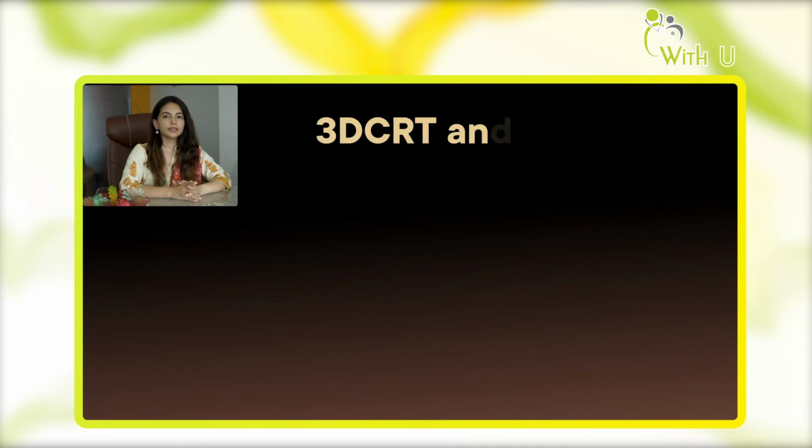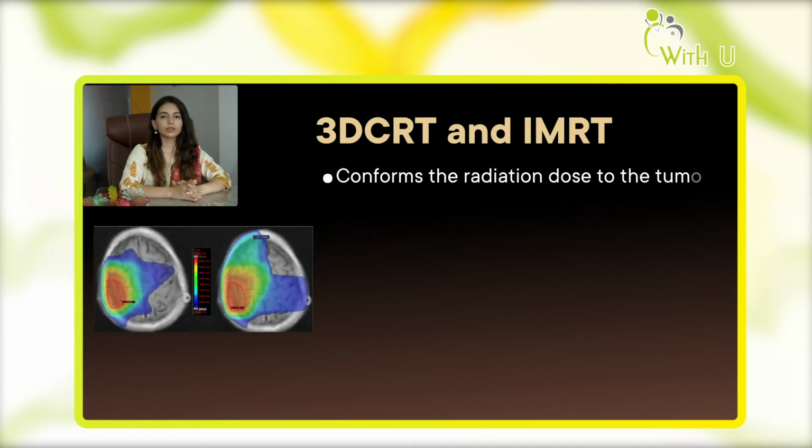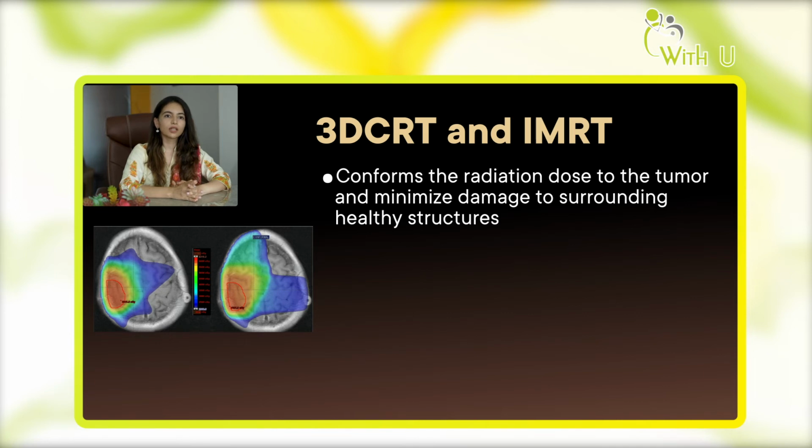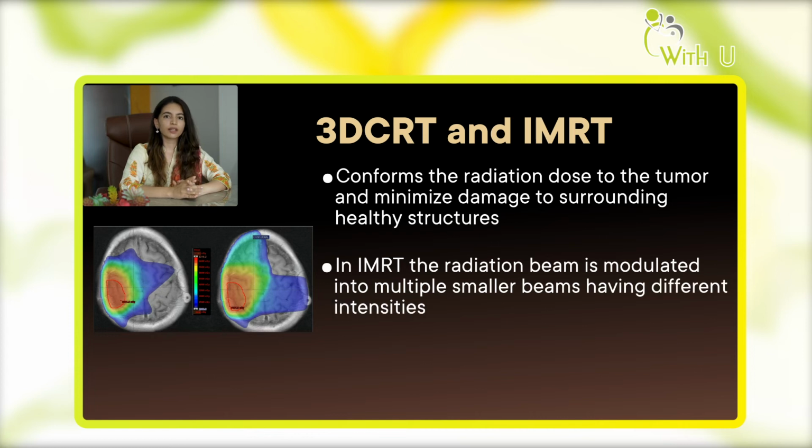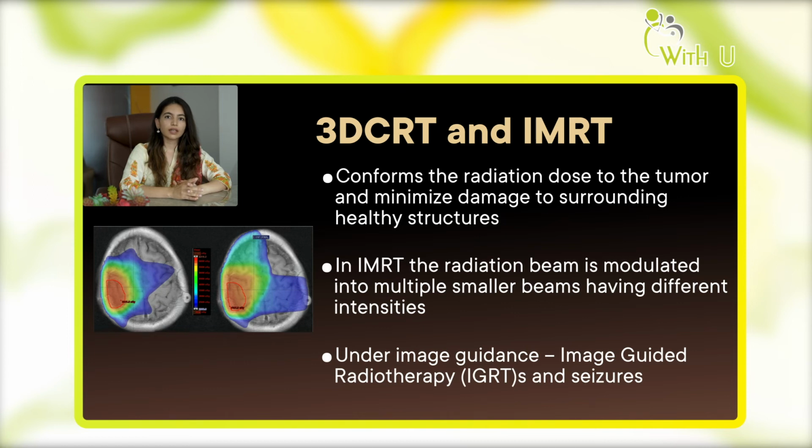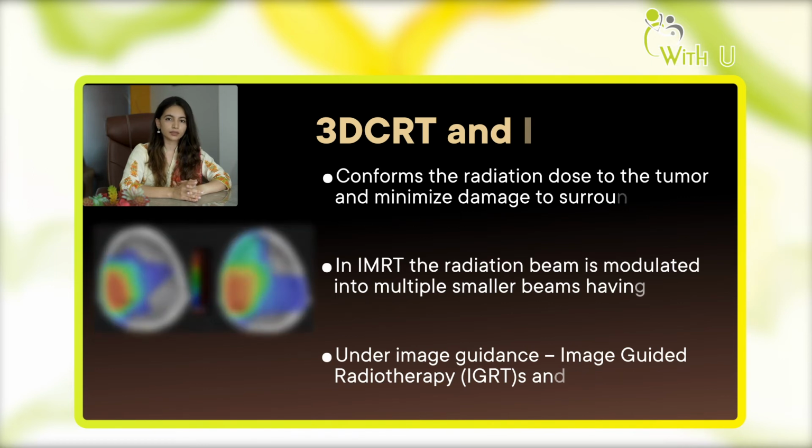So 3D CRT and IMRT are the techniques which conform the radiation dose maximum to the tumor and spare the normal tissues that are surrounding the tumor. So this helps to reduce the side effects. IMRT has an additional advantage of dividing the beam into small beams or beamlets with different intensities. It is usually accompanied by imaging. Imaging is done, and under the guidance of these images, radiation is delivered. So this is known as IGRT. As of now, IMRT with IGRT is the standard of care for brain tumor radiation.